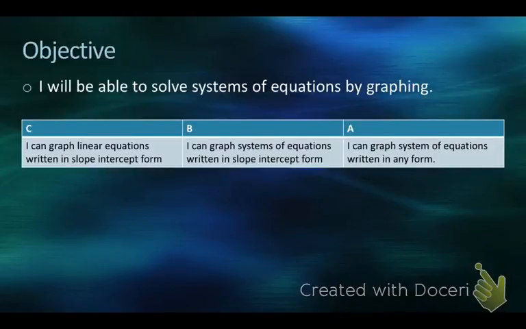Alright, so our objective for today is I will be able to solve systems of equations by graphing. So we need to know how to graph, which you already know how to do. And we need to know how to change equations in standard form into slope-intercept form, which you also know how to do. And so pretty much you have all the knowledge to do this. We just have to talk about what a system is.